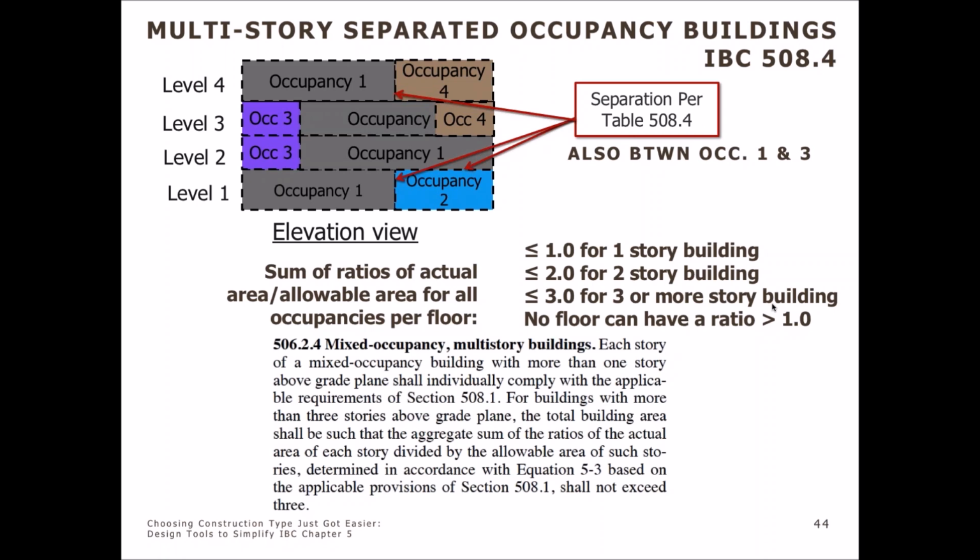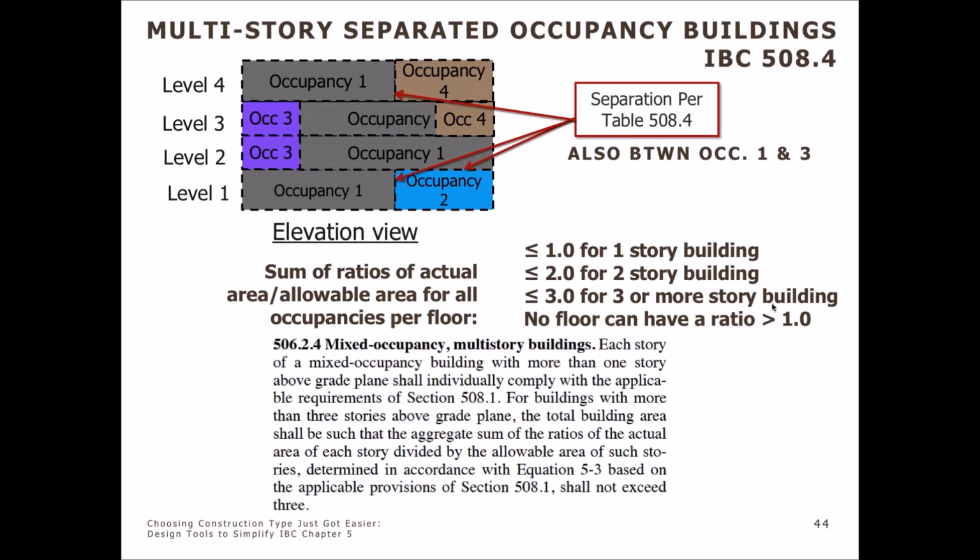So for example, looking at the elevation view of this building, let's say we're looking at level 1 and we have 2 different occupancies there. Maybe occupancy 1 has a total area of 10,000 square feet and the code allows us 20,000 square feet for that particular occupancy. So we would take the ratio, 10,000 divided by 20,000, we get 0.5. Then let's say our occupancy 2 has a total area of 5,000 square feet and the code allows us 15,000 square feet. We take the ratio there, 5,000 over 15,000, that gives us 0.33. We add those up, we get 0.83.